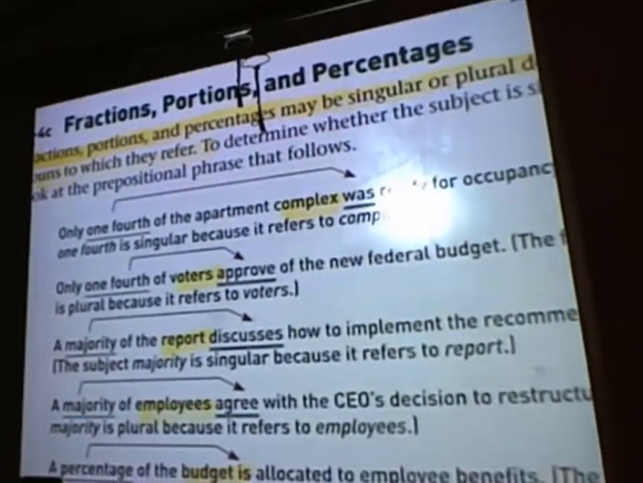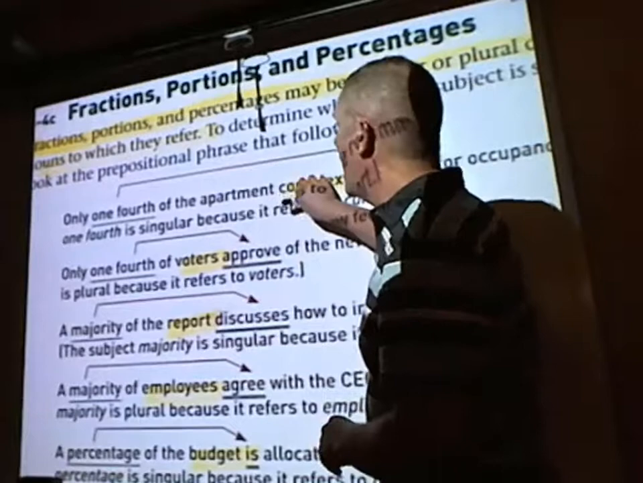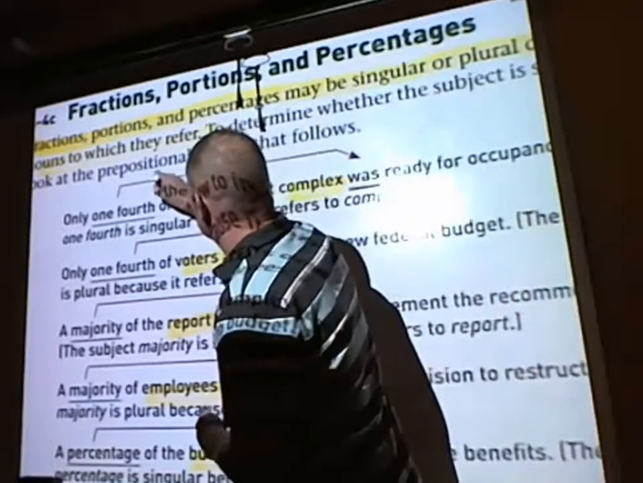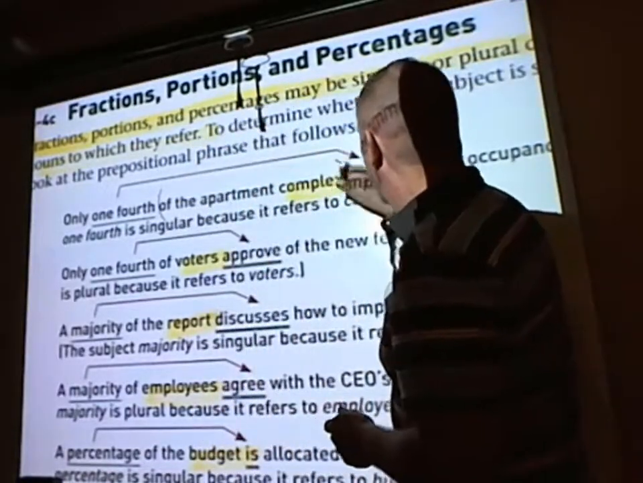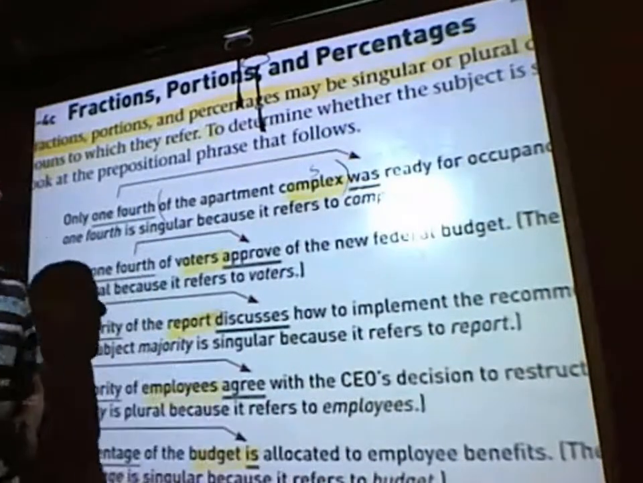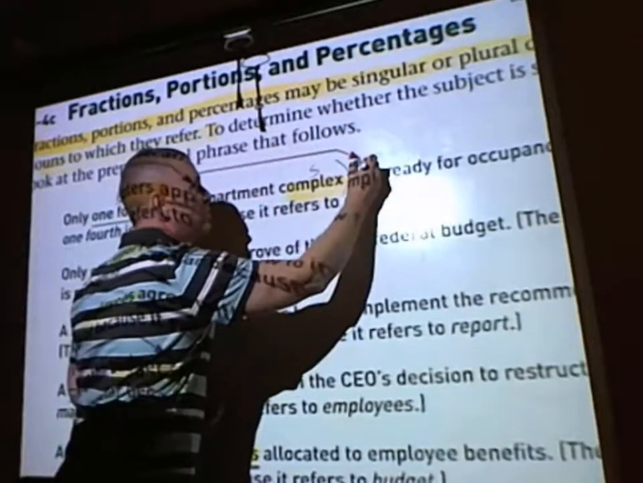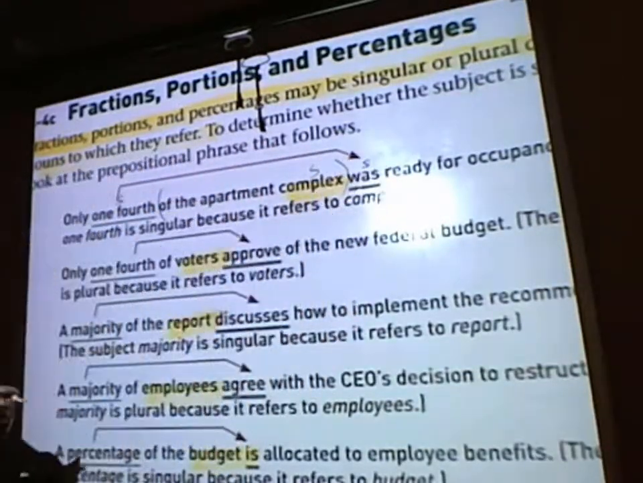Here, of the apartment complex, it's singular, so that's going to make the fraction of 1/4 singular, which means we'll use a singular verb. Here, 1/4, and then in the prepositional phrase is of voters. Since voters is plural, 1/4 becomes plural, and we need a plural verb.